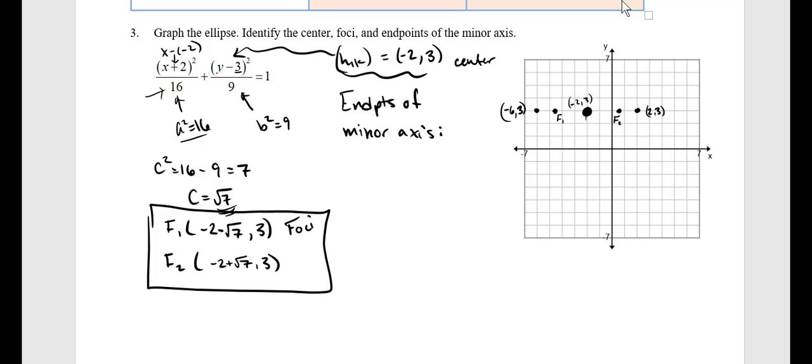For the minor axis, we have 3 units away from the center. So that's here and here. Looks like -2, 6. And this guy looks like -2, 0. So the minor axis has endpoints -2, 6, -2, 0. Okay.